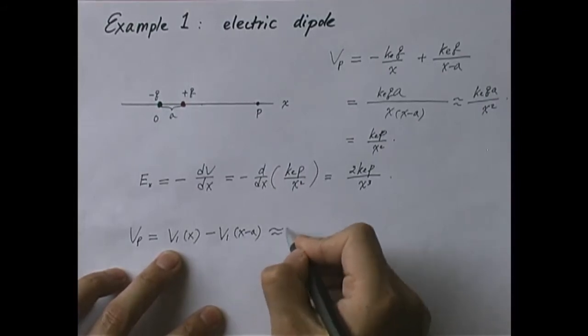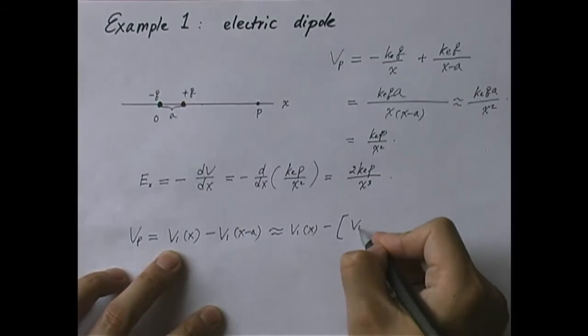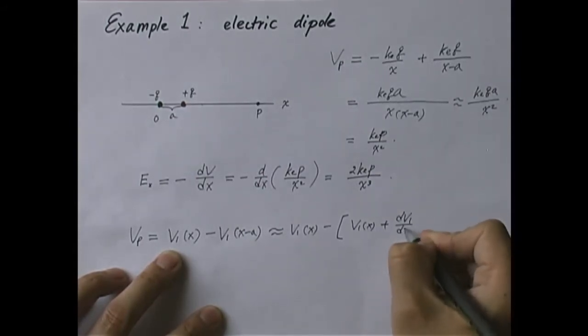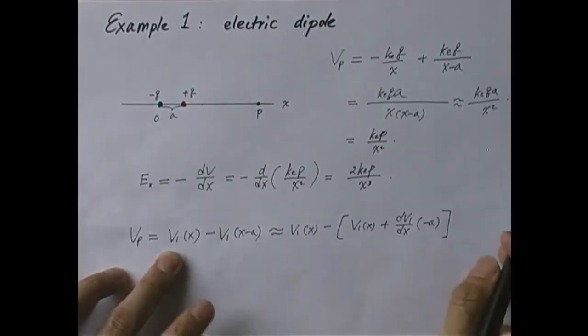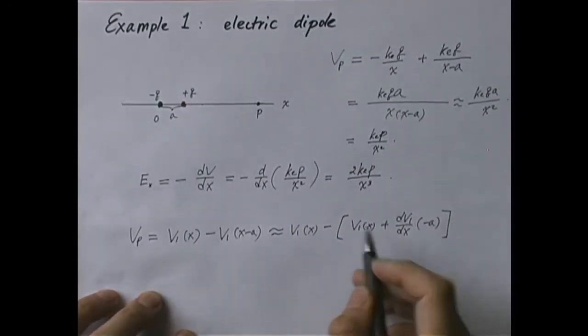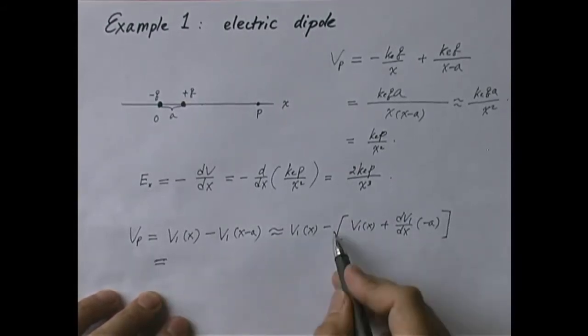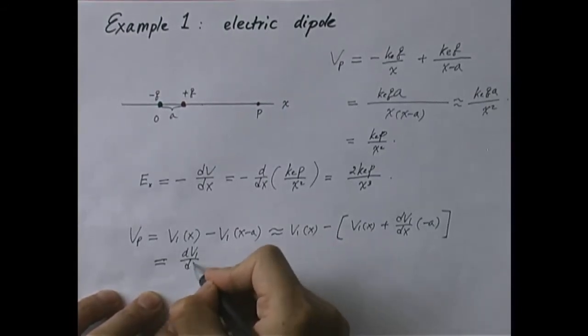The second term is roughly equal to, copy the first term, v1x, and then plus dv1/dx times negative a, right? Negative a, because it's x minus a. All right, v1x cancels, so we're left with, what do you get? Negative, actually negative cancels. dv1/dx times a.